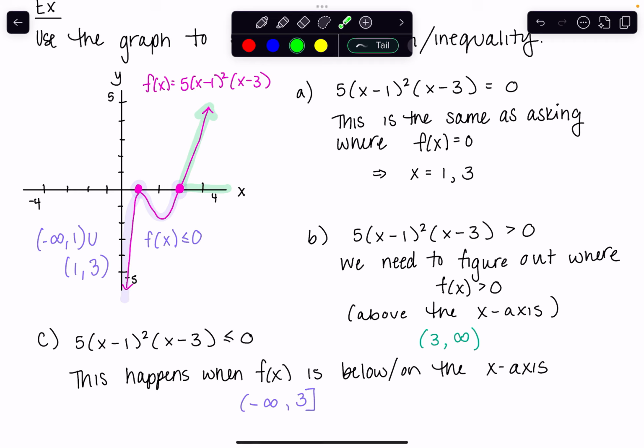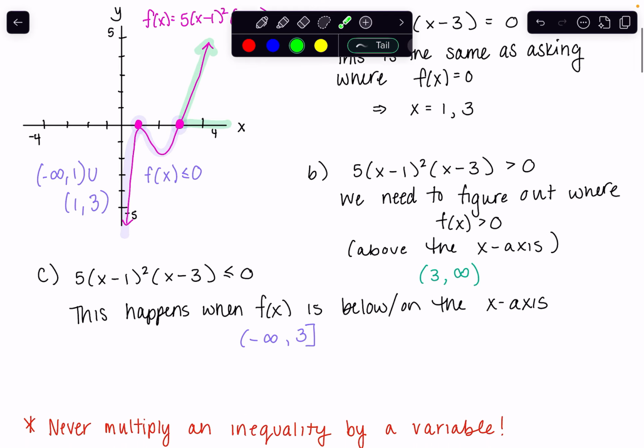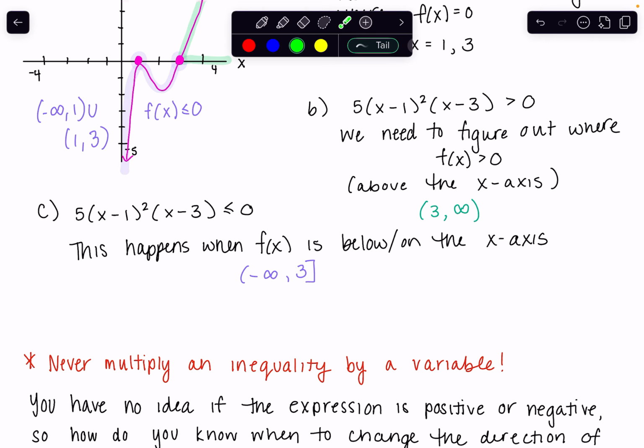So if I didn't know the graph of this, or it's something really complicated that I want to go through, instead I want to figure out analytically, how can I go about solving this inequality? The one important thing to remember, especially when we deal with rational inequalities, is that you never want to multiply an inequality by a variable.